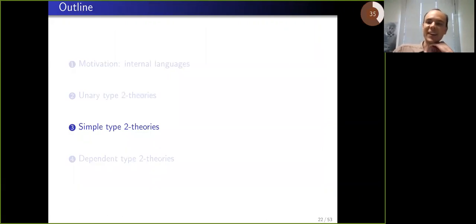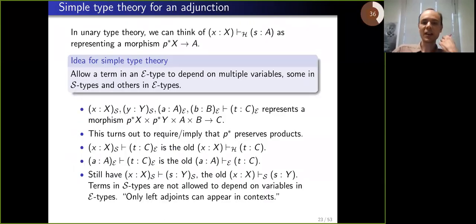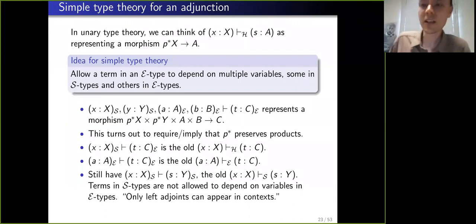Okay, I'm going to move on. So we're going up our ladder here. We did unary type theories. Now we're going to talk about simple type theories. If I remember, by a simple type theory I mean that we allow multiple types in the context, but no type dependency. So this is like the simply typed lambda calculus, the sort of thing we're thinking about.